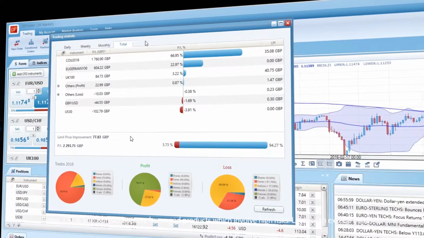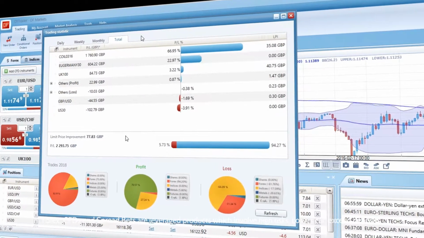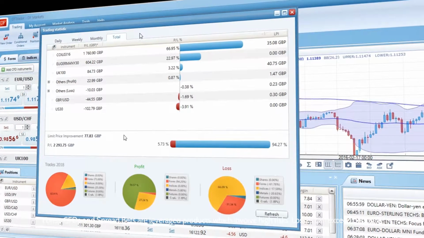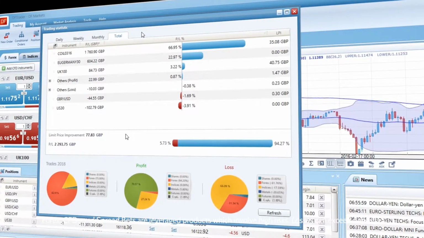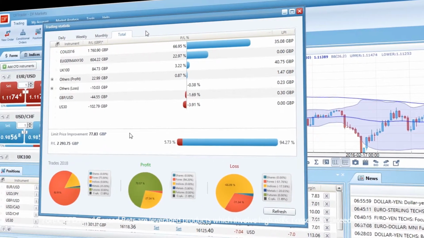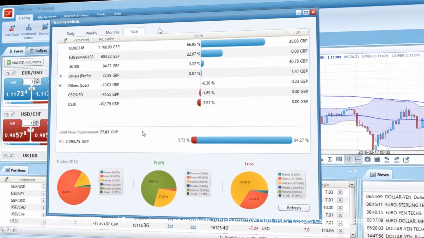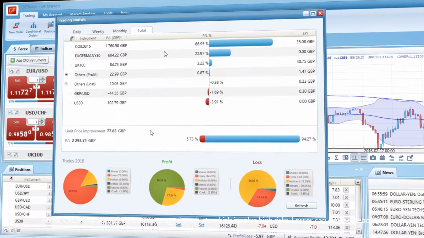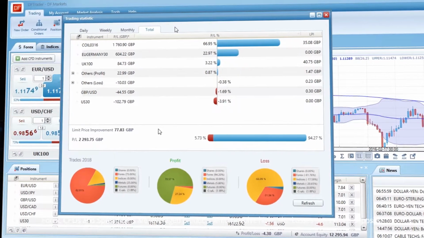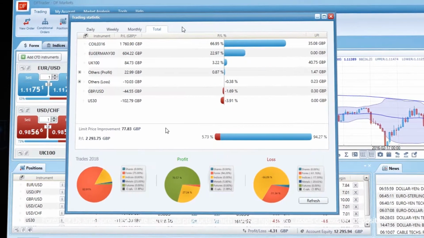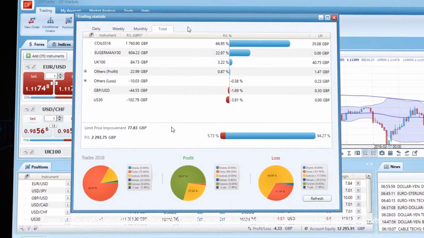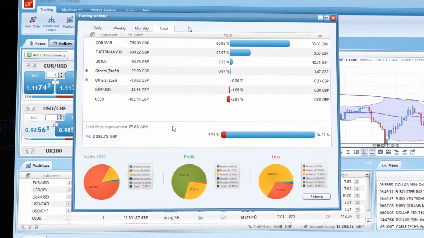The desktop platform also features a limit price improvements column, where you get to review your gains from, you guessed it, limit price improvement. For those of you not familiar with the term, this is the profit you make whenever any of your limit orders is executed at a better price than originally requested, therefore letting you earn more when the market moves favourably through the price of your limit order.